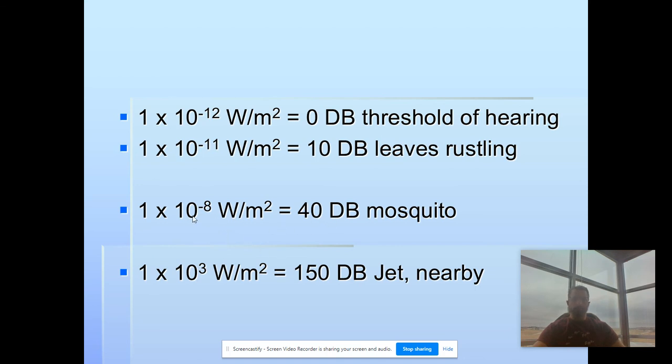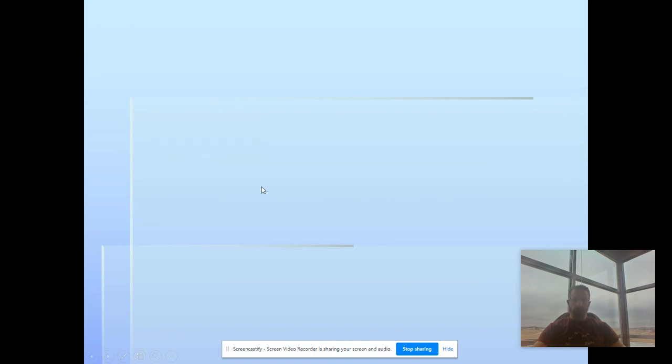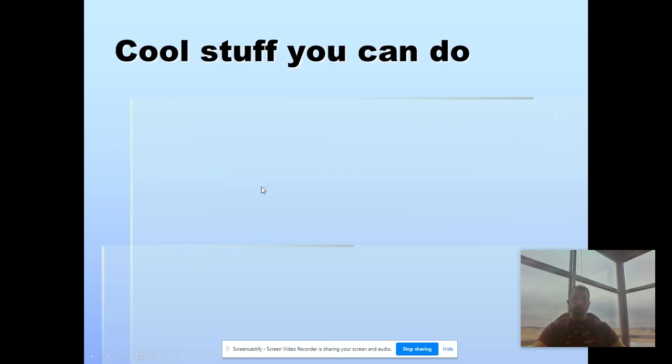But 40 decibels is like a mosquito and leaves rustling, right? You can read. Good grief. So cool stuff you can do with it.